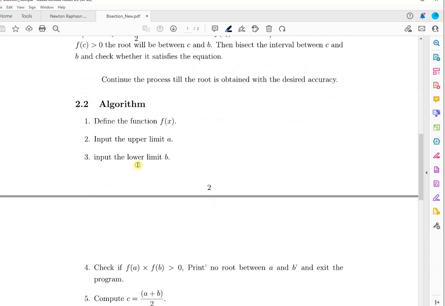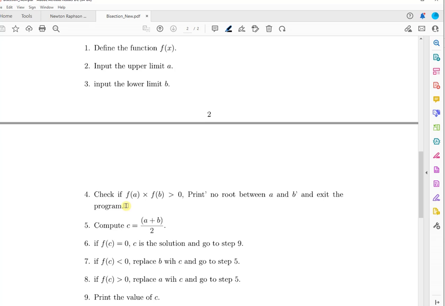Okay. Now the algorithm: define the function f of x, input the upper limit a, input the lower limit b. Check if f of a into f of b is greater than 0. If it is greater than 0, both the upper limit and lower limit give a positive value for the function, so in between the two values there is no solution. So we print no root between a and b, and exit the program.